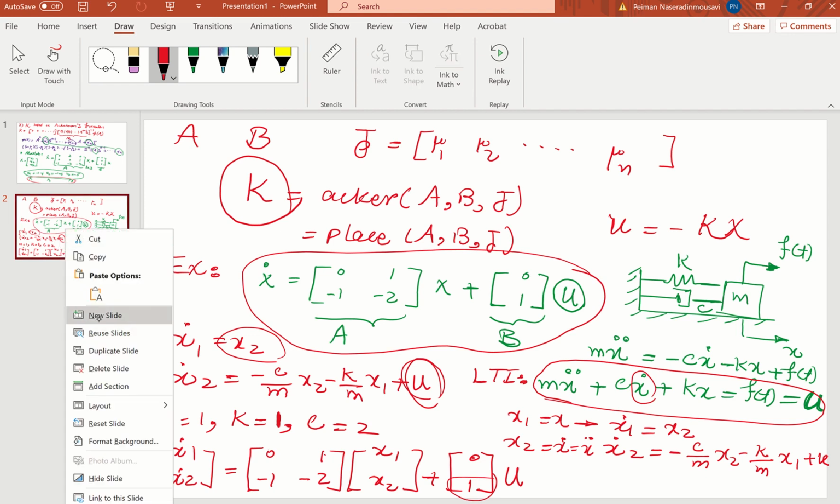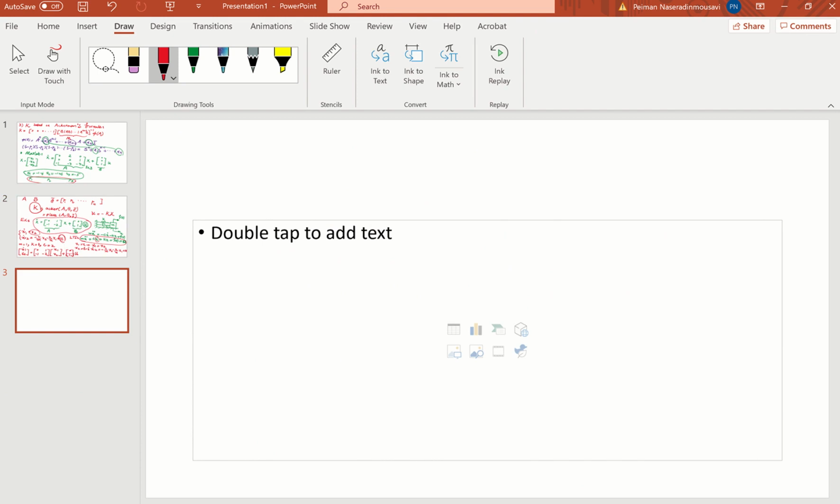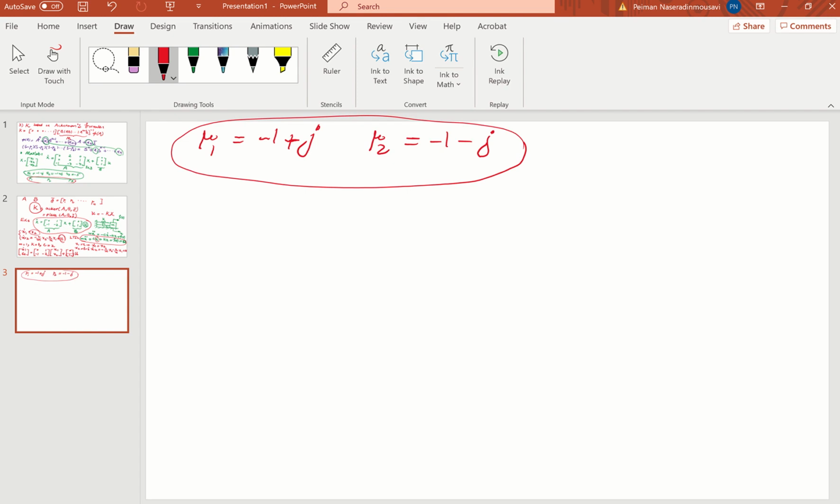So you see that these are the state-space equations of the mass-spring-damper SISO system, right? So now I'm telling you that I want mu one to be minus one plus j, and mu two is minus one minus j. I'm saying, design a controller for me using state feedback that has these dominant, desirable poles. Because it makes your system what? You tell me. Underdamped system. Underdamped, that's right.